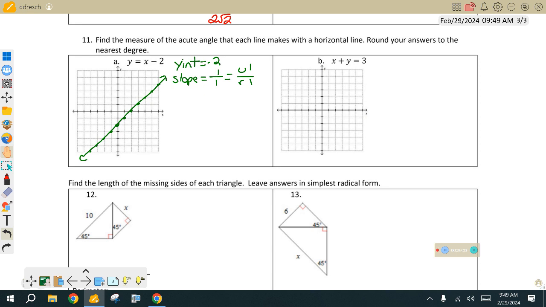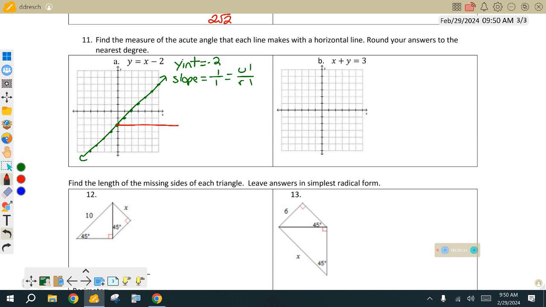Okay. Now, what does this actually say? Find the measure of the acute angle that each line makes with the horizontal. Well, here's our line, obviously. Let's go find a horizontal line. We've got a bunch of horizontal lines, like the x-axis and all these horizontal lines on this grid. Let's just pick a horizontal up here and make one right along here.